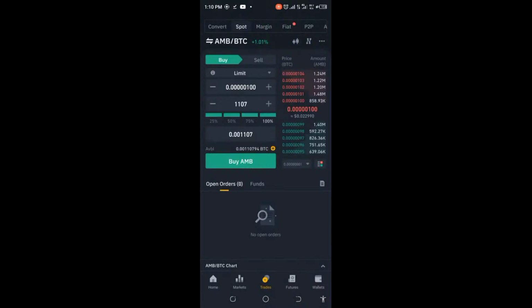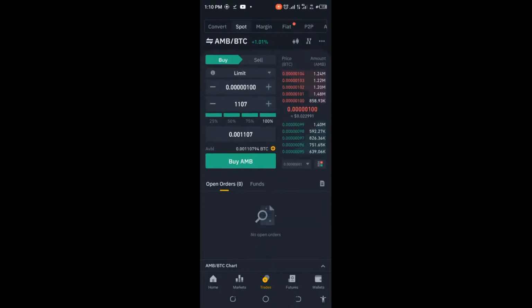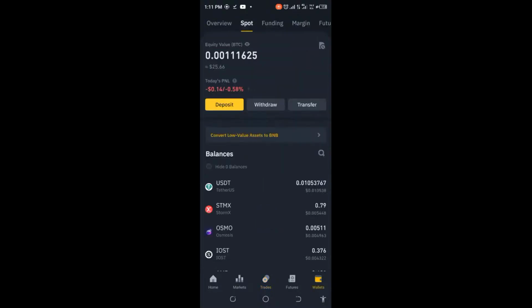Okay, so what we have here is 1107. Okay, so let's make sure that we get that completely. Okay, and then we just buy that, and let's see that everything is going on fine, and we purchase. Perfect. So that is done. Next thing now is that we have to send this over to KuCoin. Okay, so what we're going to do is go to withdraw.